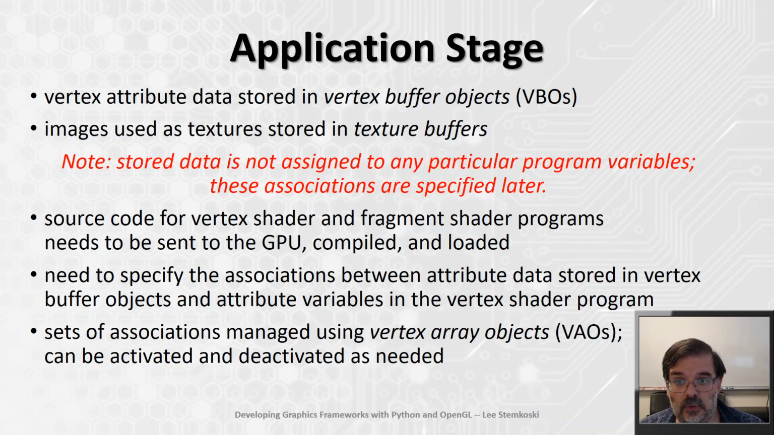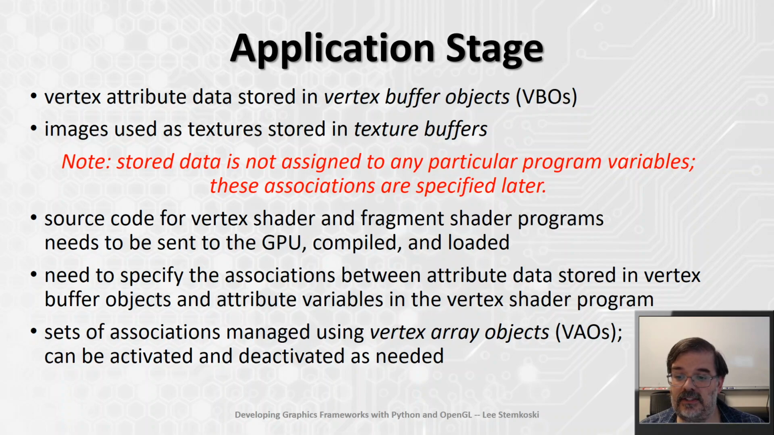And finally, source code for the vertex shader and fragment shaders needs to be sent to the GPU and then compiled and loaded to be used. During the application stage, you'll also specify the associations between the attribute data, which is stored in the vertex buffer objects, and the attribute variables in the vertex shader program. And those associations between those two components are managed using vertex array objects, or VAOs. And they can be activated and deactivated as needed if you're drawing lots of different geometric shapes.